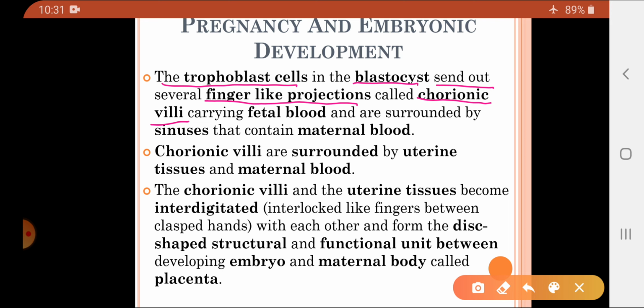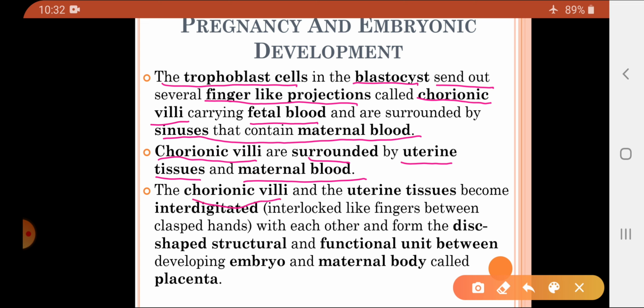So the trophoblast cells of the blastocyst form the finger-like projections towards the outer side called the chorionic villi. Now these chorionic villi carry the fetal blood and are surrounded by the sinuses that contain the maternal blood. So chorionic villi contain fetal blood and are also surrounded by the sinuses that contain the maternal blood. Chorionic villi are surrounded by the uterine tissues as well as the maternal blood.